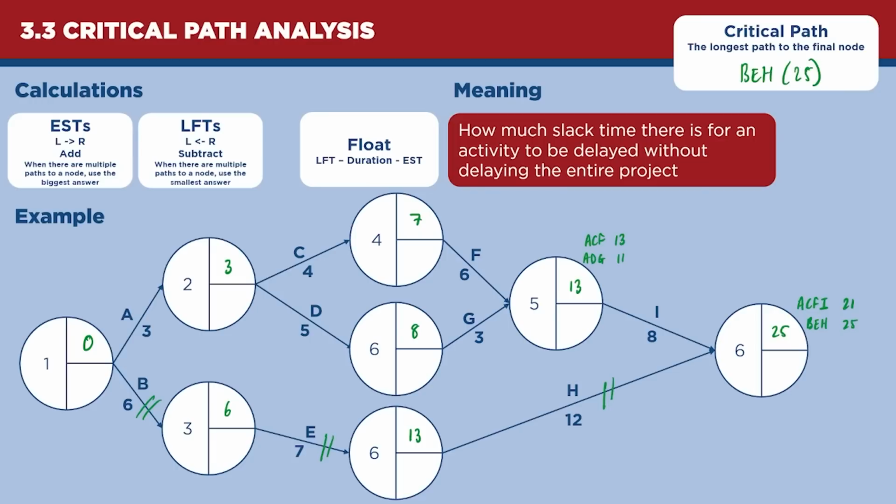We can annotate our critical path by just drawing those hash lines there. You don't imagine you'd need to do that in an exam, but that's how you do it on the model anyway, to identify which are the critical activities. Those critical activities can't be delayed. We'll come back to that in a minute.